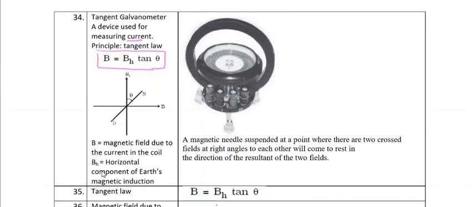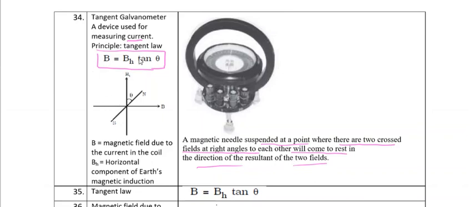BH is equal to the horizontal component of Earth's magnetic induction. It is the horizontal, that is the influence of the magnetic field of Earth. So the horizontal component of Earth's magnetic induction is indicated by BH, right? The magnetic needle is suspended at a point where there are two cross fields at right angle to each other. So it is because of this it will come to rest in the direction of the resultant of the magnetic field. So this is the tangent law.